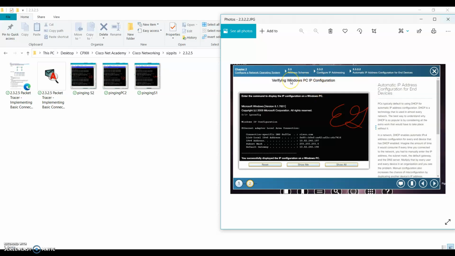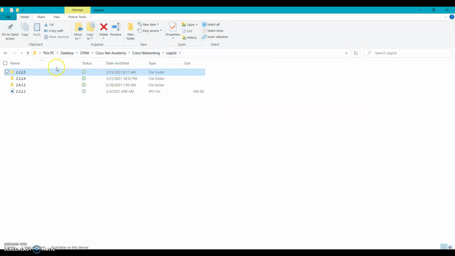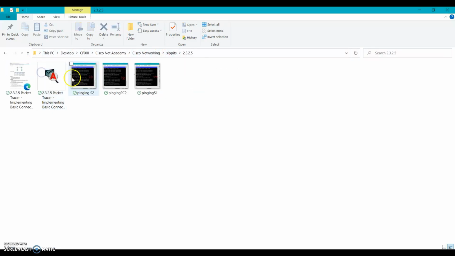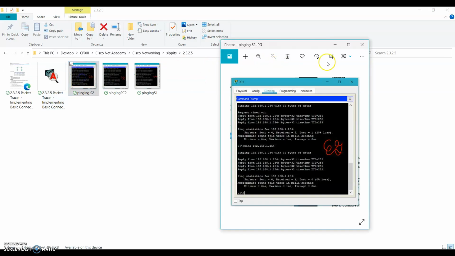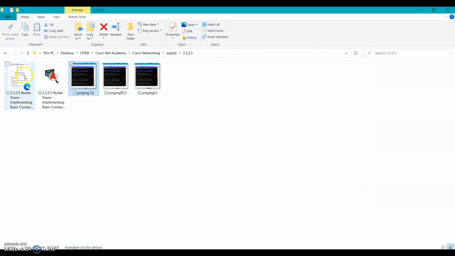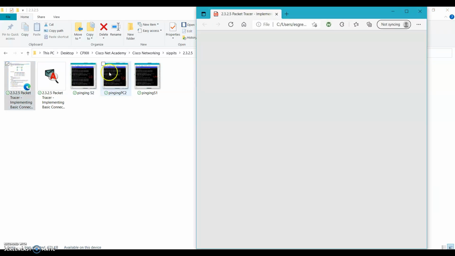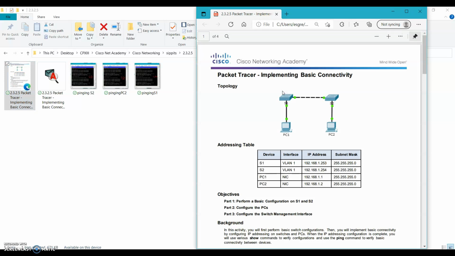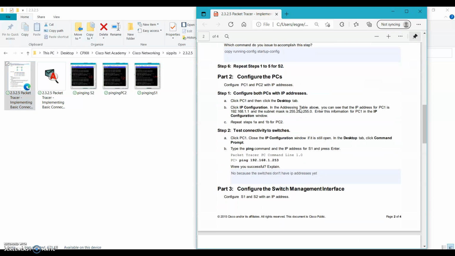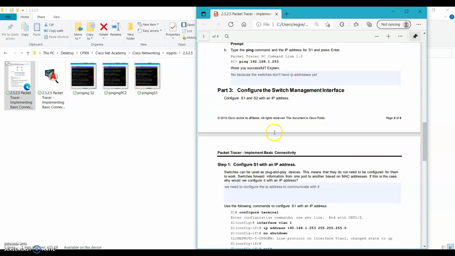So here we have a photo that I took from one of the labs with IP configuration. I have all of my major labs from last year still on here. I have the screenshots from when we were pinging different switches and routers and stuff. I still have the PDFs for the packets where we went through and answered the questions and everything.